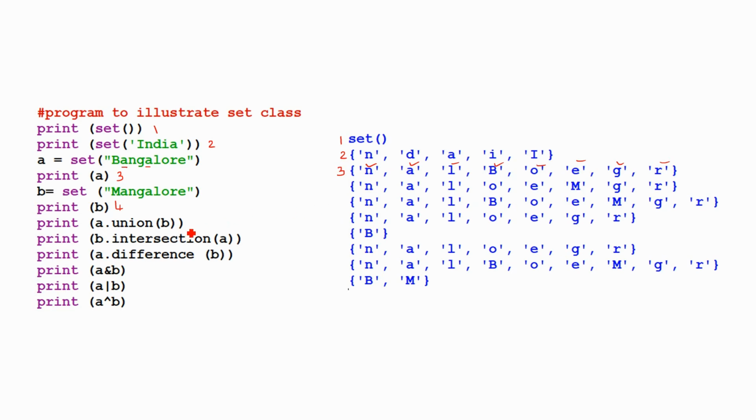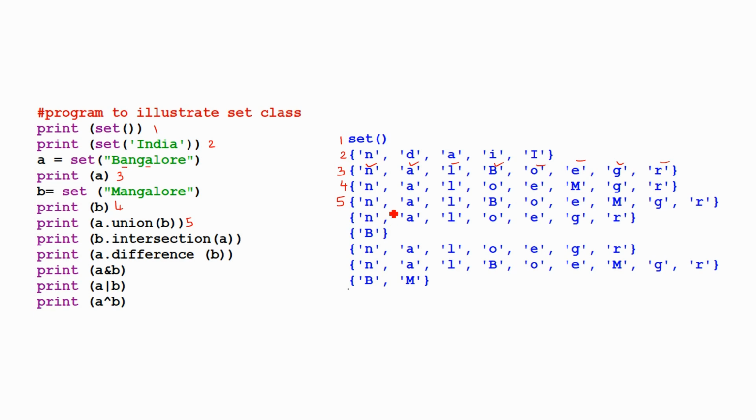Now let us do the union operation on a set. By using the union function, we use the union operation for A with B. So what will the union do? This is for Mangalore, and this is the fifth print statement. It will look into both the sets, that is set A and set B, and it will combine these two sets and avoid the duplications.